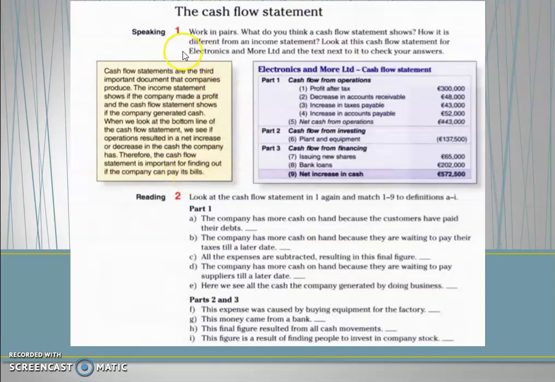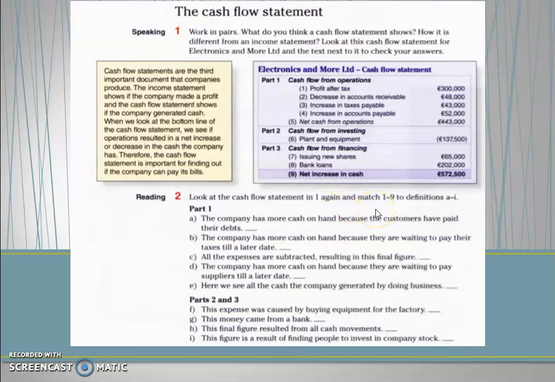So it's very clear, yeah? The definitions and the difference between the cash flow statement and the income statement. Okay, now you cannot do this one speaking, but you can do this one, reading. Look at the cash flow statement in one again. So this is the cash flow statement. This one.